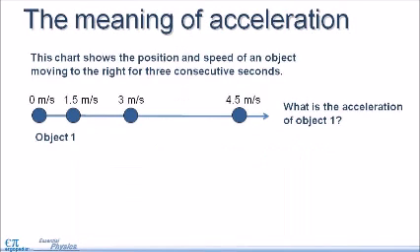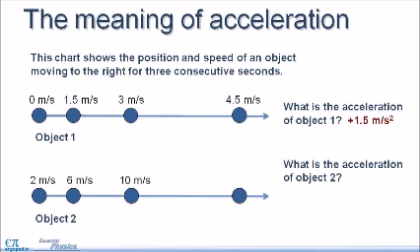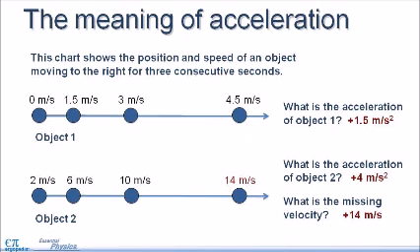The meaning of acceleration. This chart shows the position and speed of an object moving to the right for 3 consecutive seconds. What's the acceleration of first object? The acceleration is plus 1.5 meters per second squared. What's the acceleration of object 2? The acceleration is plus 4 meters per second squared. What's the missing velocity? It's plus 14 meters per second.